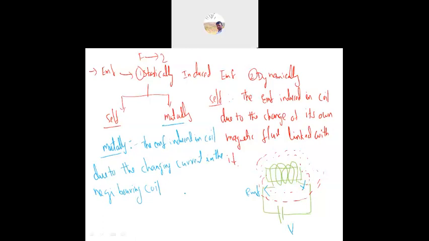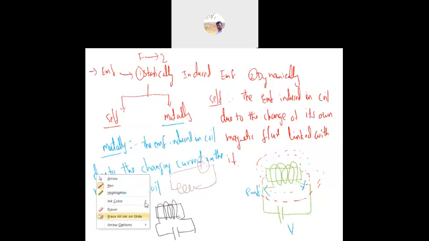That is called mutual inductance. Here is one coil which is connected to the source, and here we have another coil, which is connected to a galvanometer to show the effect. Here a magnetic field will be induced.